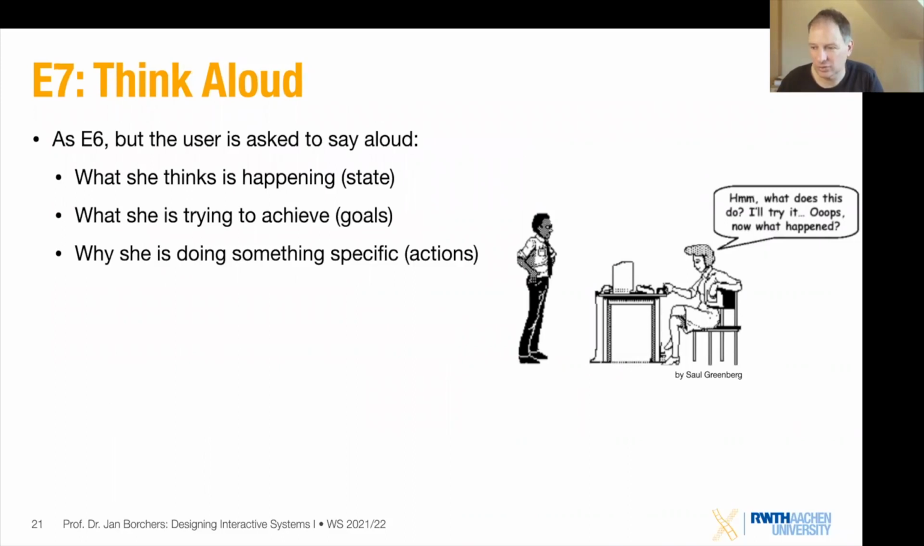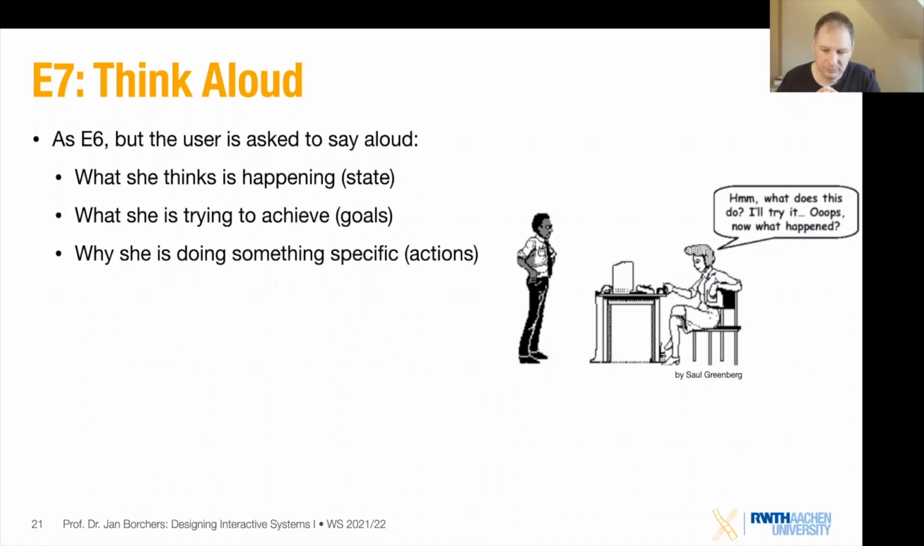And what we ask the user to say is what she thinks is happening. So the current state of the system in her observation, how she interpreted it, what she's trying to achieve, essentially the goals from our 7 stages of action model, and why she's clicking, pressing, dragging, selecting something specific. So the actual actions, right, from the 7 stages of action. So you then get to actually understand what the conceptual model is that the user has, why mistakes are happening, why something works well or not well.